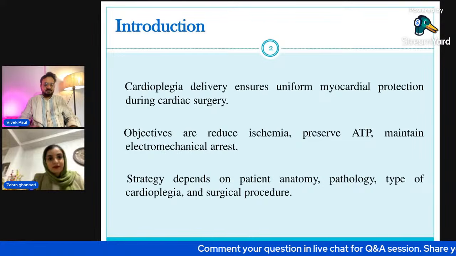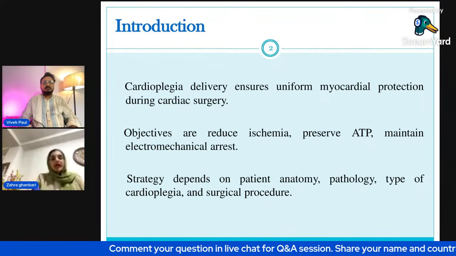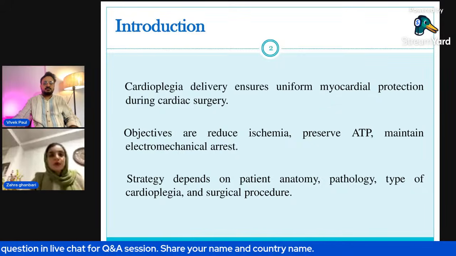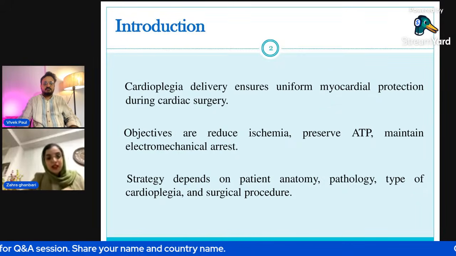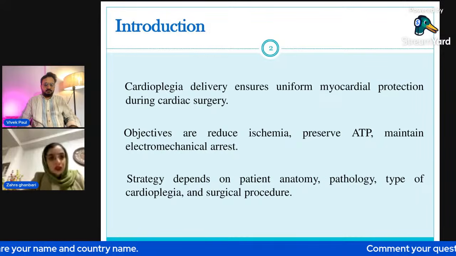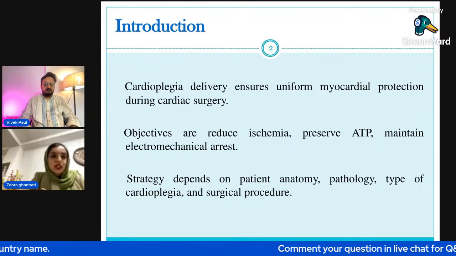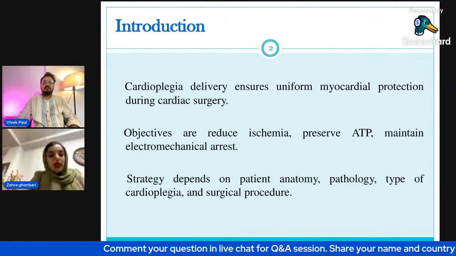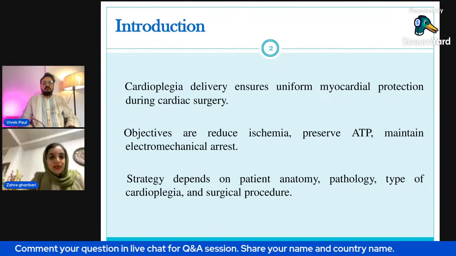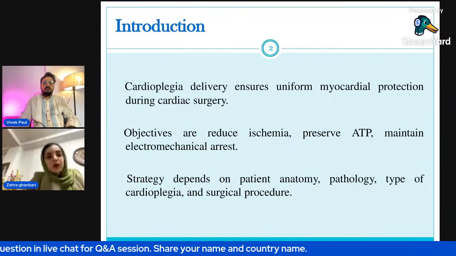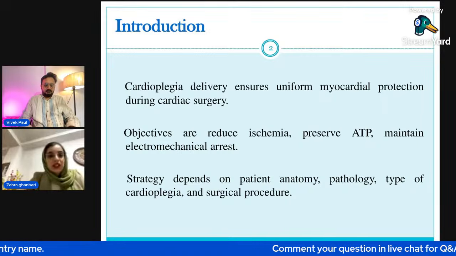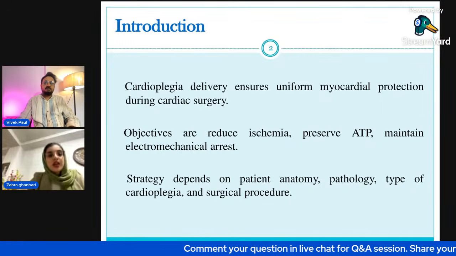The aims of cardioplegia delivery are uniform distribution of the solution, achieving complete diastolic arrest, maintaining metabolic protection and preventing ischemia, and minimizing myocardial edema and metabolic washout. Strategy depends on patient anatomy, pathology, type of cardioplegia, and surgical procedure.